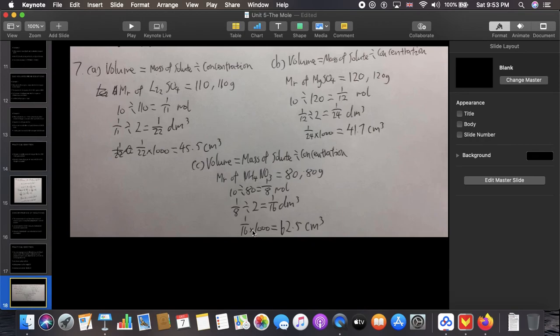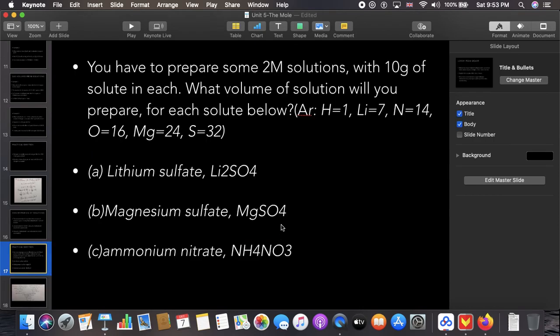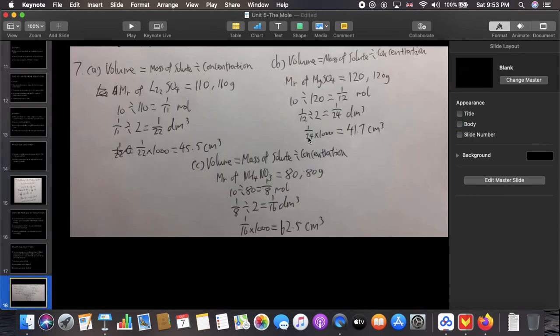Now, the third question is basically the same, just a different salt. The Mr of this, ammonium nitrate, NH4NO3, is 80 grams. 10 divided by 80 is 1 over 8 mole. 1 over 8 divided by 2 is 1 over 16 dm cubed, the volume, and then you change it into centimeter cubed. These 3 questions follow the same process, and once you've done the first one, you know how to do the second one and the third one, basically.